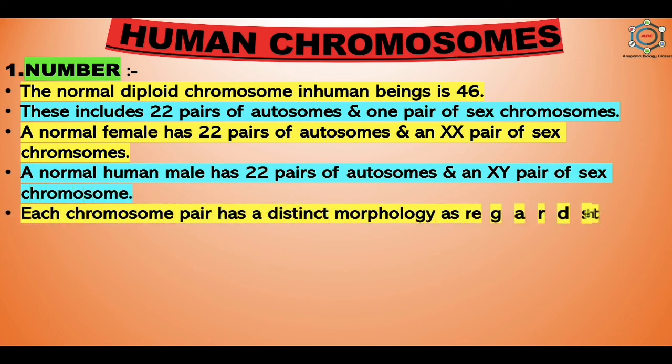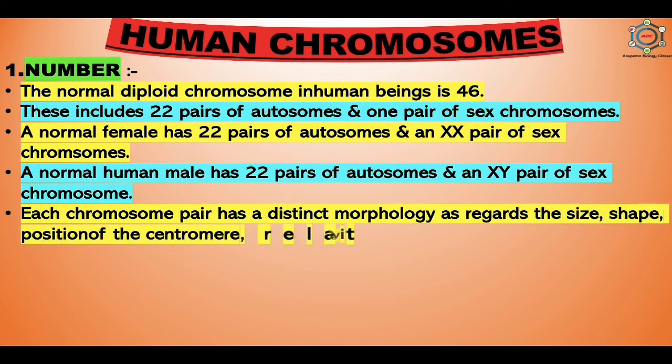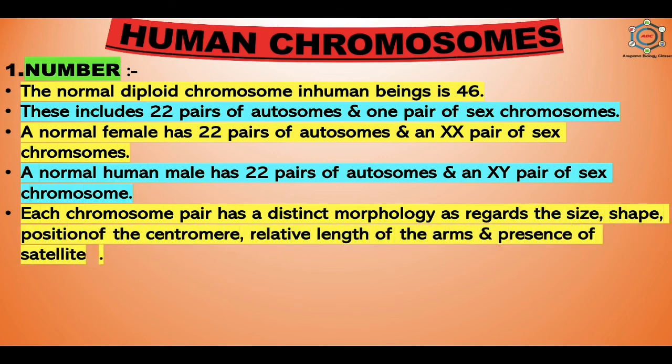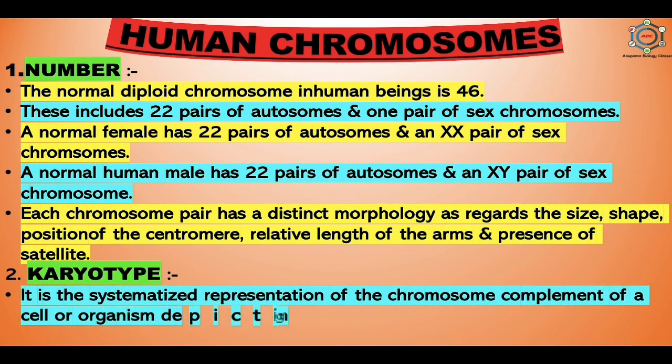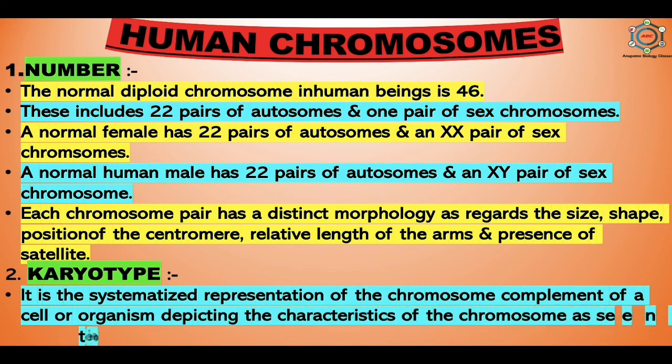Each chromosome pair has a distinct morphology as regards the size, shape, position of the centromere, relative length of the arms and presence of the satellite. On this basis, it can be distinguished from other pairs of chromosomes. Second is karyotype. It is the systematized representation of the chromosome complement of a cell or organism depicting the characteristics of the chromosomes as seen in the metaphase of mitosis.